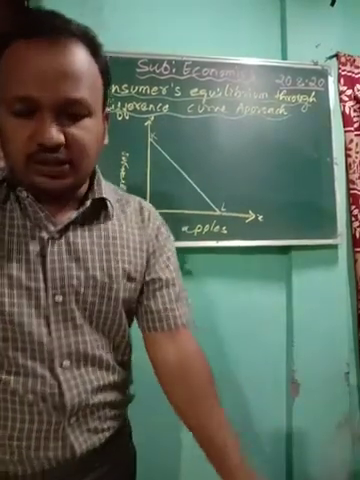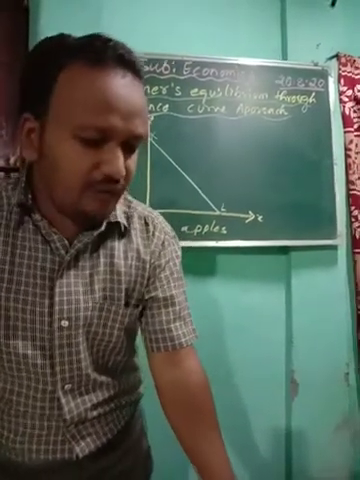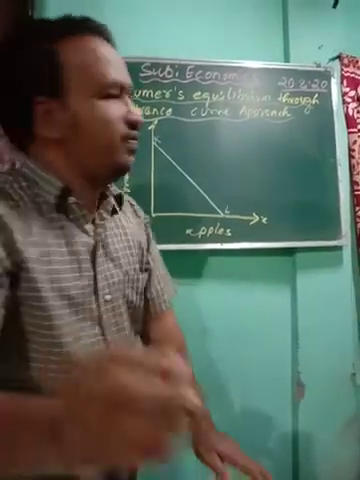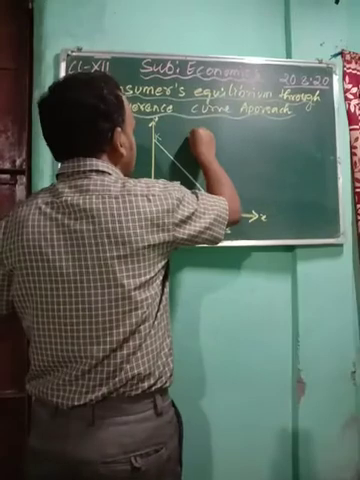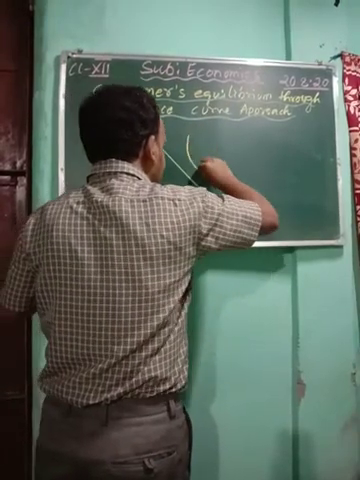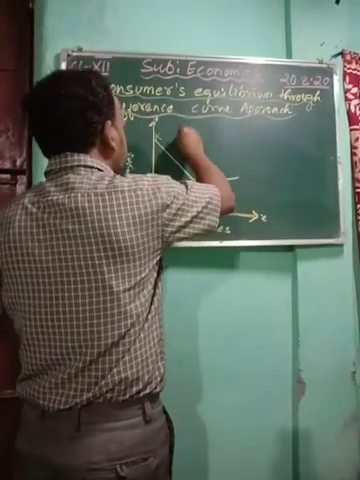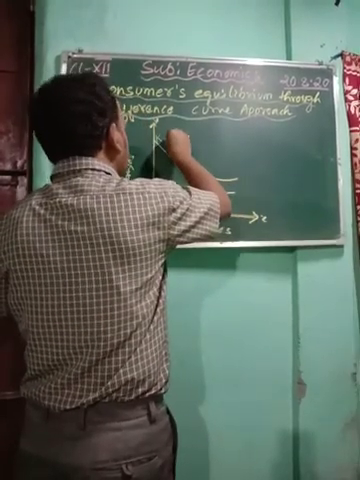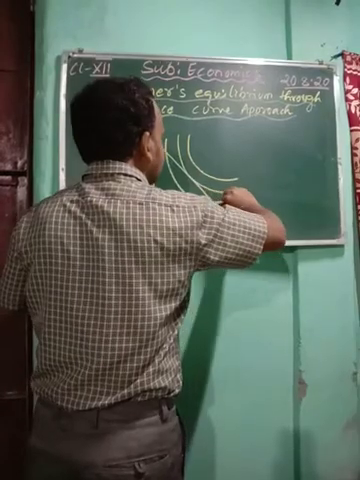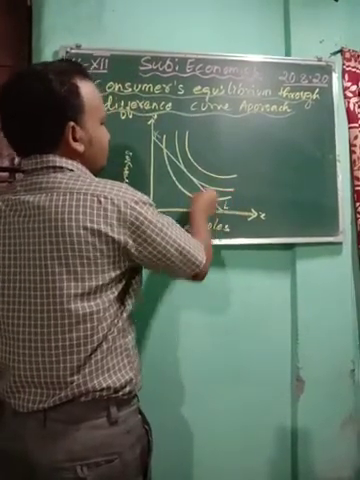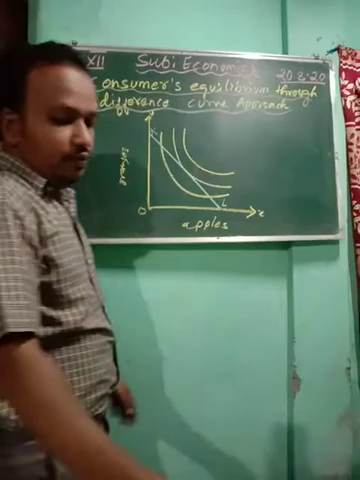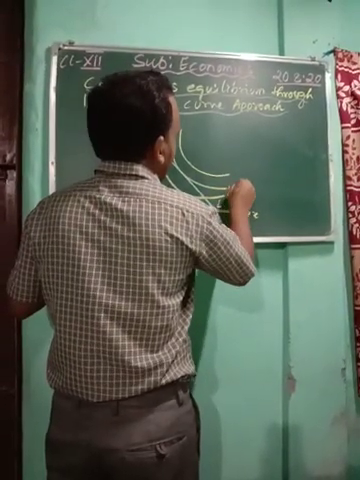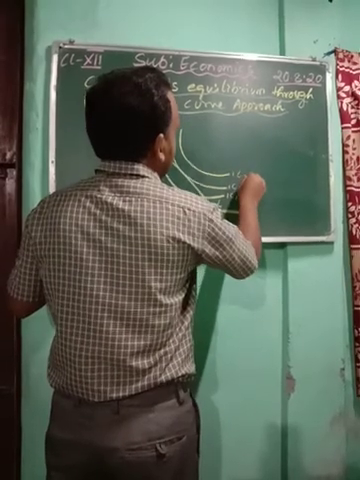Now this is your budget line. In this we have to draw indifference curves. We have to take three indifference curves: one should be above the budget line, one should touch the budget line, and one should be below the budget line. Now we can name them IC1, IC2, IC3.